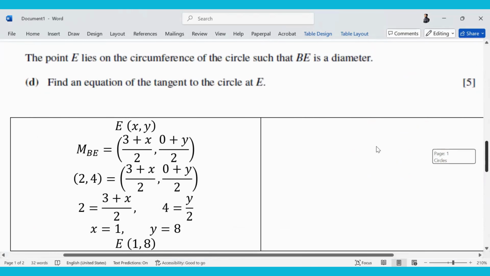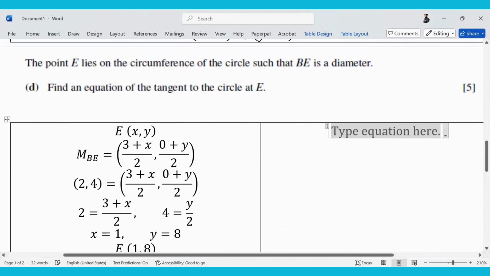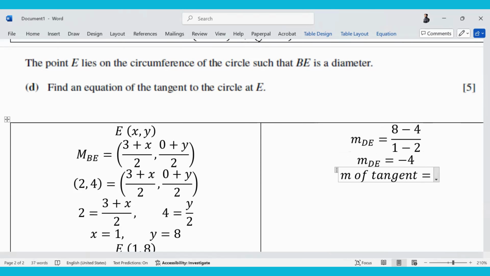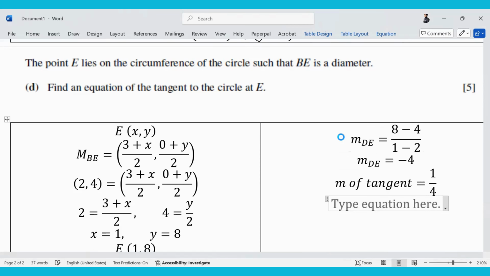So let's find. I'm just trying to keep it simple, इसलिए मैं gradient of DE कह रहा हूँ ताकि मैं radius को refer कर लूँ. सही है? Gradient of DE, which is the radius. E के coordinates (1, 8), D के (2, 4), (y2 - y1) upon (x2 - x1). So what is the gradient of DE? -4. So what will be the gradient of the tangent? 1/4. I know the gradient, I know the points. y - y1 is equal to m bracket x - x1.